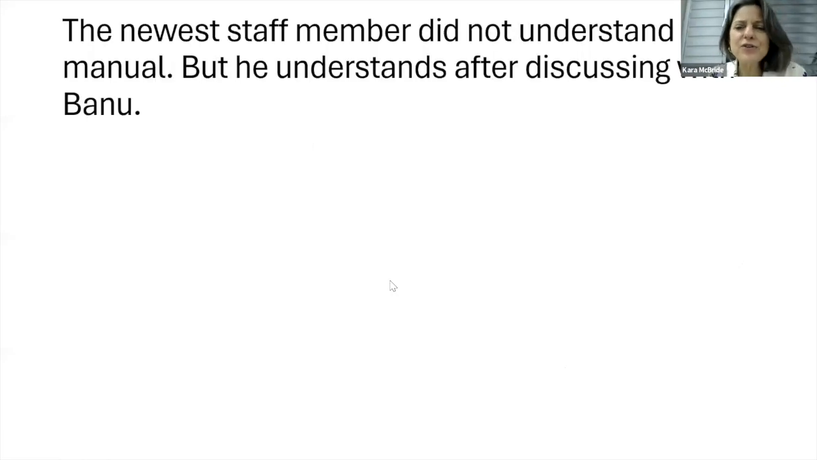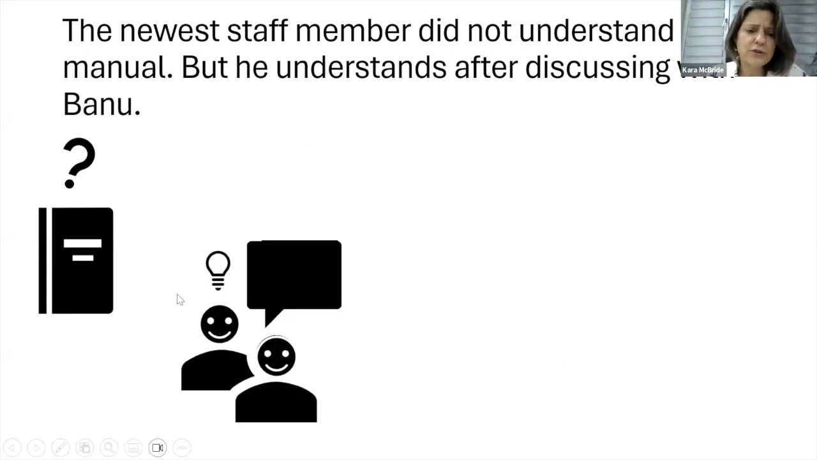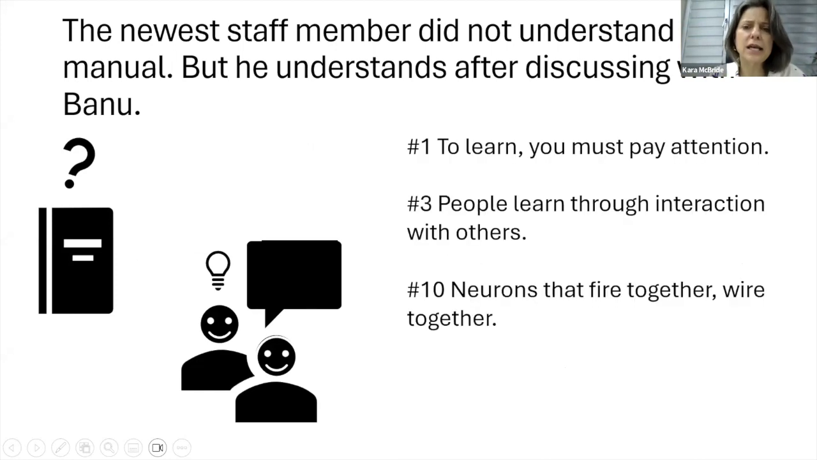All right, so another one. There's a new staff person, yet another person. Because they already have the training, they were able to give this new staff the manual. But he read the manual, and it didn't make that much sense. Then he talked to Banu, who already understood, and after discussing with her, he was able to understand. So which one do you think it is?